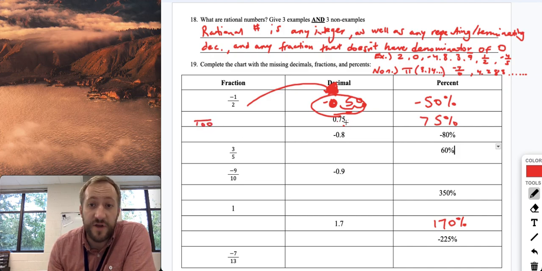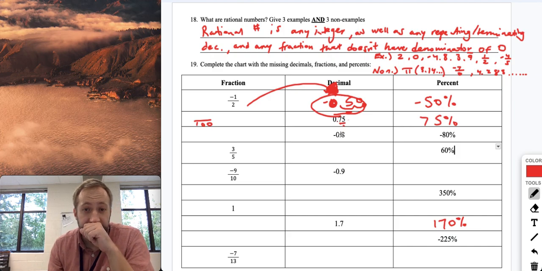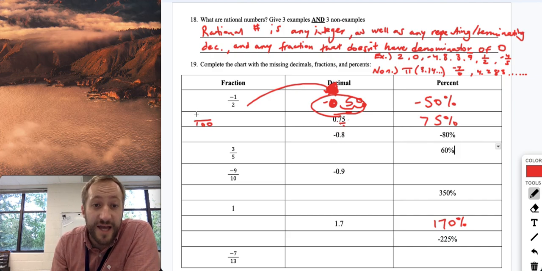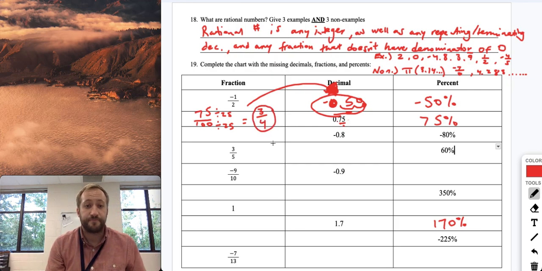And then whatever number is after the decimal, we got 75 after the decimal. That's what goes in the numerator, 75 out of 100. And I can simplify this by dividing both of these by 25. That's the greatest common factor here. And I get 3/4. That's the fraction we're looking for. Remember, if you can simplify, you need to.